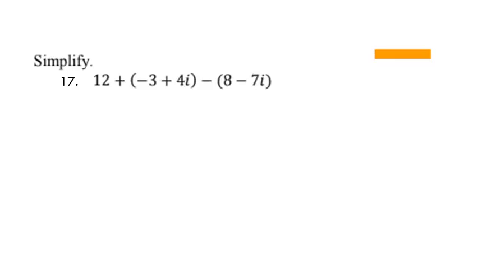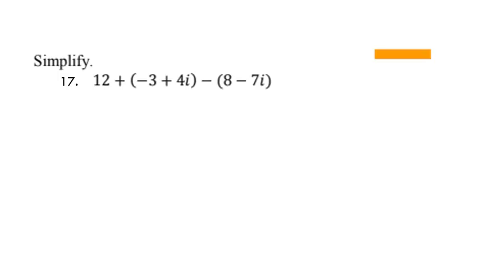All right, this one, a little bit more. We've got a little extra number here. 12 plus 1 times -3, -3. 1 times 4i is 4i. -1 times -8, -8. -1 times -7i, 7i.